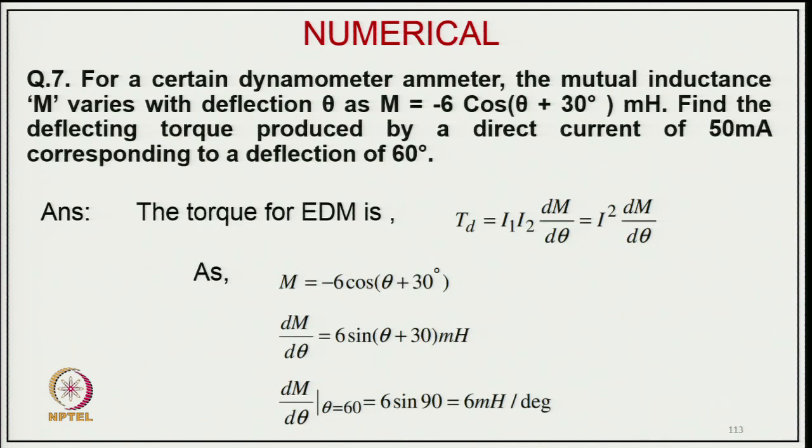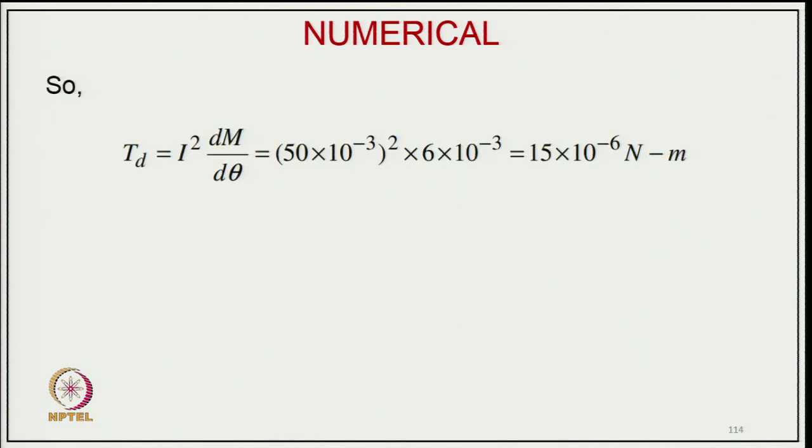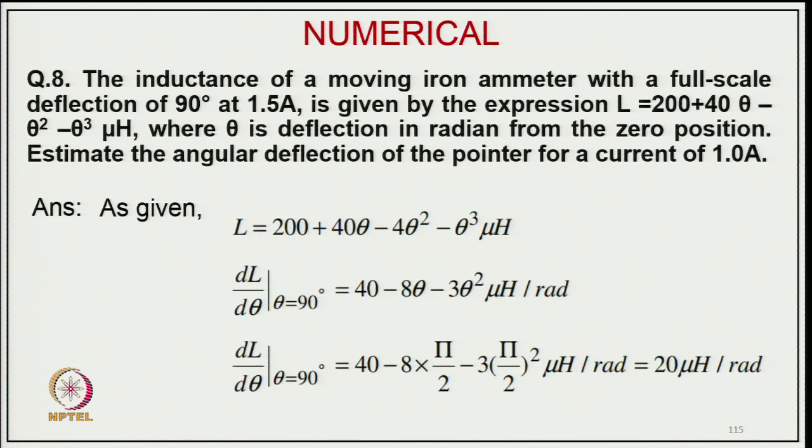Coming to example 7, for a certain dynamometer type ammeter, the mutual inductance M varies with deflection theta as M equal to minus 6 cos theta plus 30 millihenry. Find the deflecting torque produced by a direct current of 50 milliampere corresponding to deflection of 60 degree. So, the torque of this electrodynamometer is T d equal to I 1 I 2 dM upon d theta or I square dM upon d theta, where M is equal to minus 6 cos theta plus 30. So, dM upon d theta is 6 sin theta millihenry, and at theta equal to 60 degree, that is 6 into sin 90, that is 6 millihenry per degree. So, T d equal to I square dM upon d theta, that will be equal to 15 into 10 power minus 6 Newton meter.